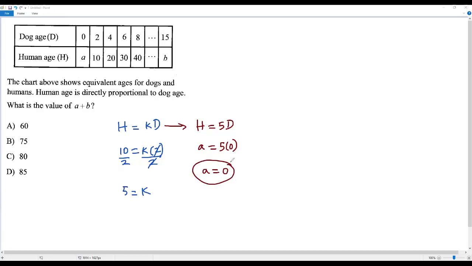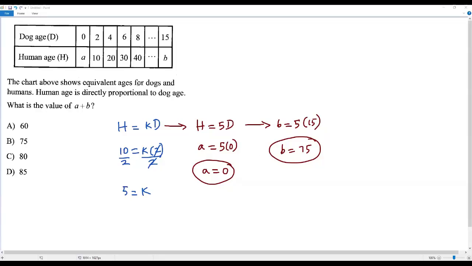Now to get the value of B, we have to plug this particular pair into the equation. B is the value of H and 15 is the value of D. So we can plug in B for H and 15 for D. Then B equals 5 times 15, which is 75. Now I got the value of the constant B.